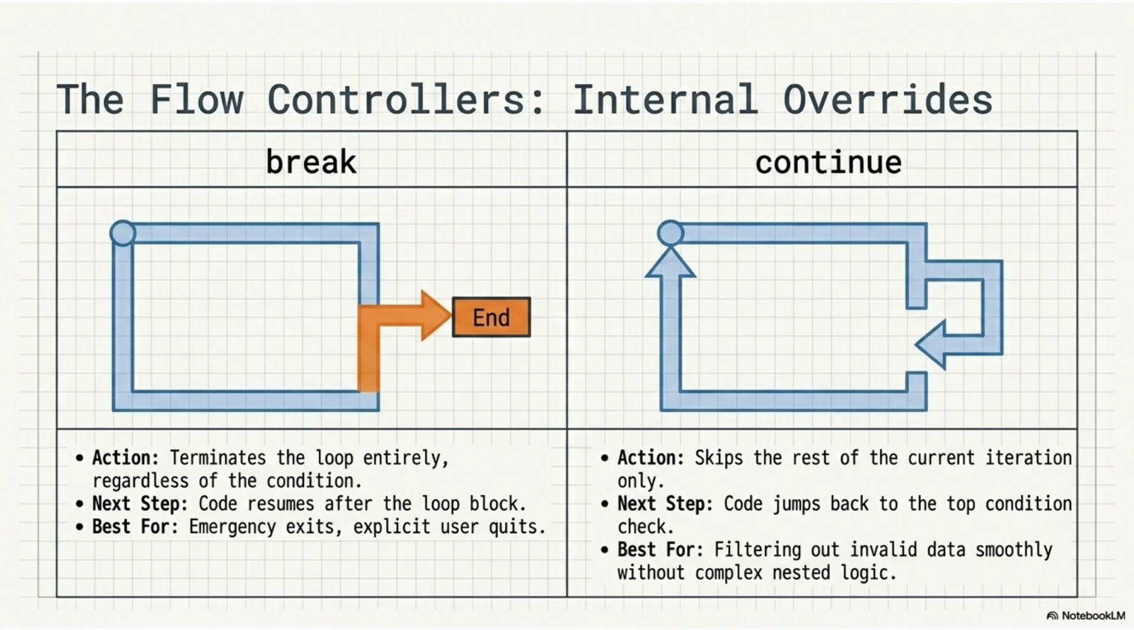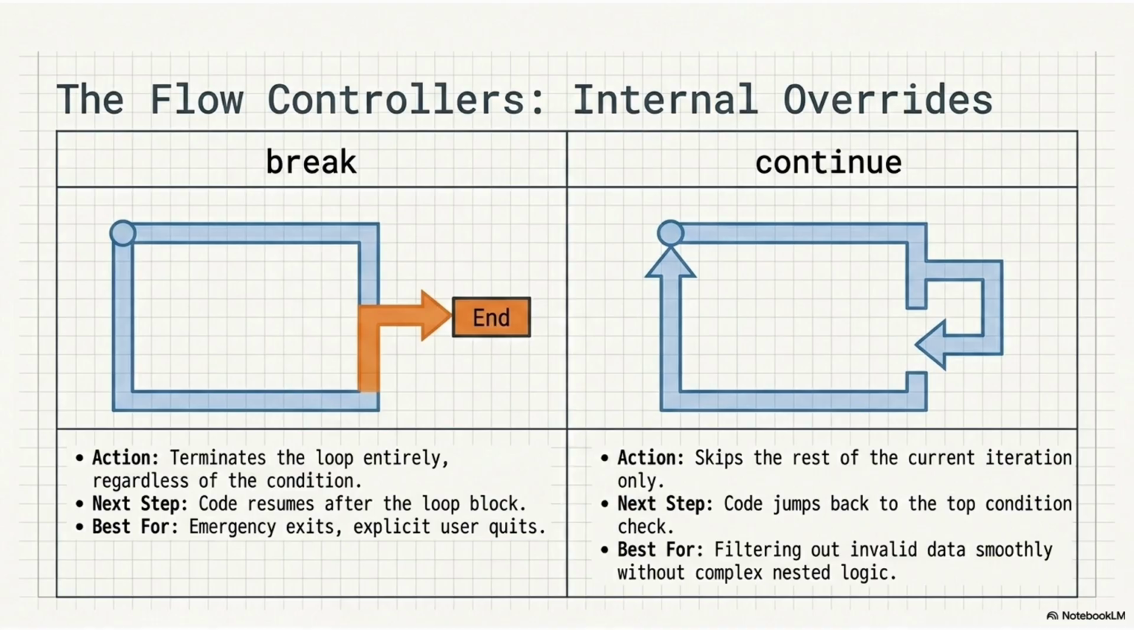Continue skips the remainder of the current iteration and jumps back to the top condition check. Execution doesn't leave the loop. It just abandons the current cycle and starts the next one. Use continue for filtering out invalid data smoothly without building deep nested conditional logic.